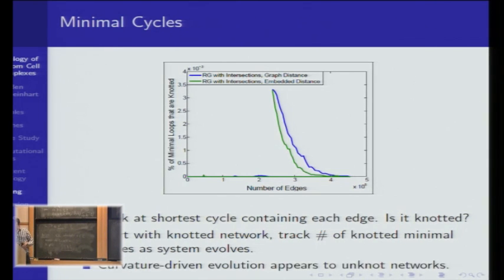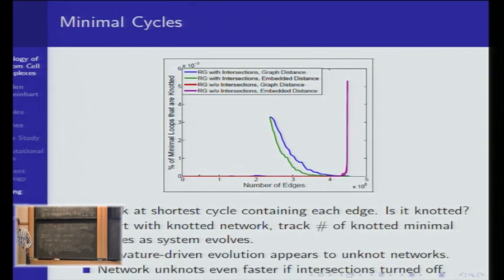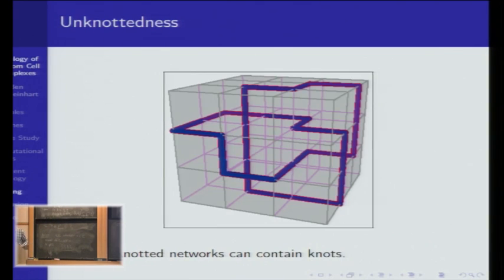So curvature-driven evolution appears to unknot networks. And this was the simulation with the intersections. You can imagine there would be a relationship between the behavior with the intersections and the knottedness. If, instead of forming a new edge at the intersection, you just let them pass through freely, the number of knots decreases even faster. Can you say something more about that?